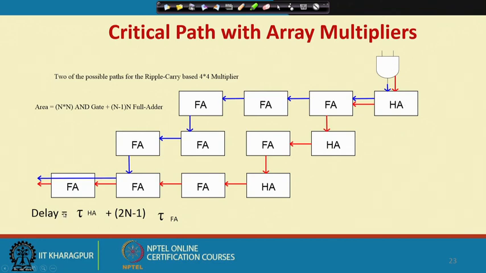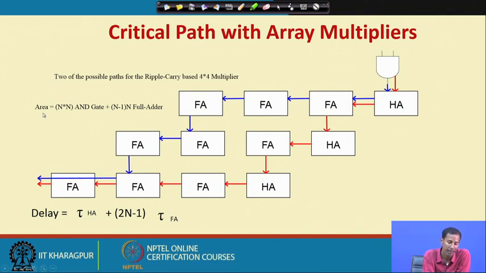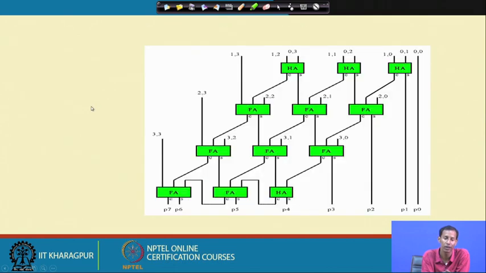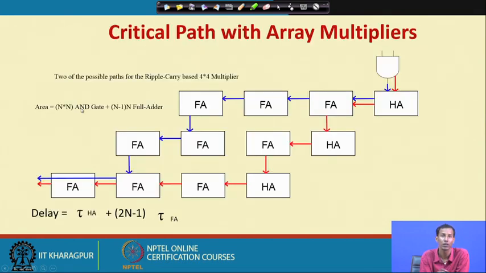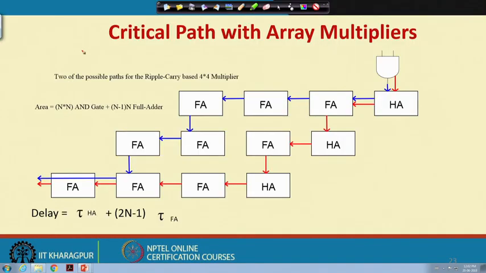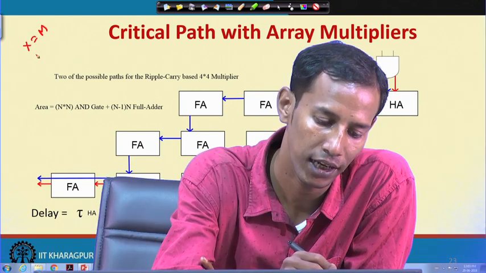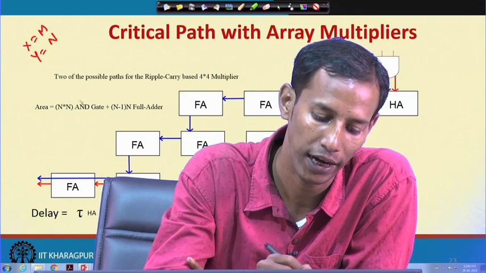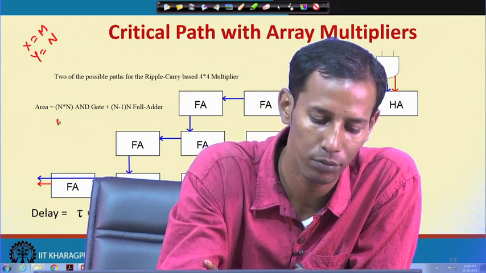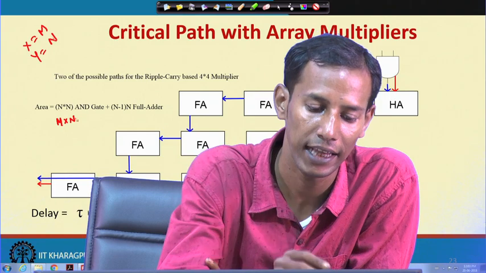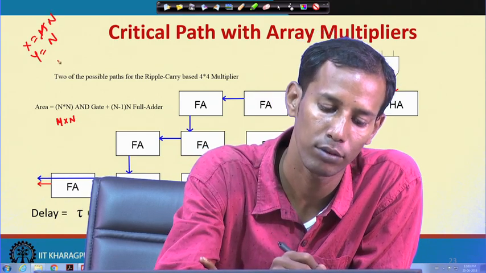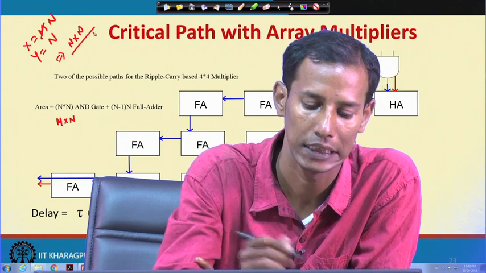Okay. So, the delay was, so the area, if I consider n bit, at that time the area will be n star n AND gate. Why n star n AND gate? That means I need to produce that number of partial products. Okay. So, if x is of m bit and y is of n bit, at that time this AND gate requirement will be m into n. As both are of n, that is why the AND gate requirement is this.